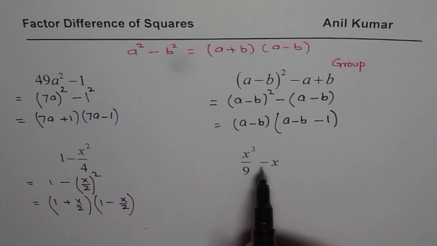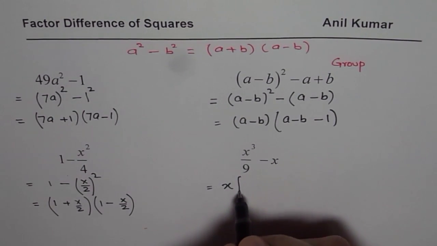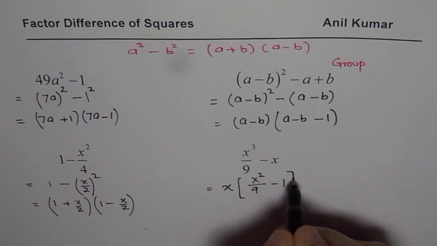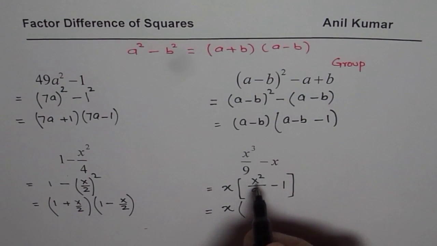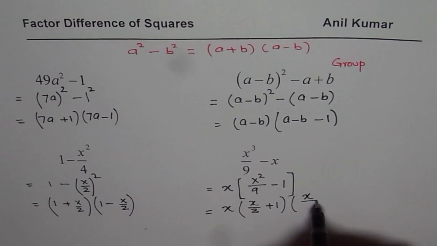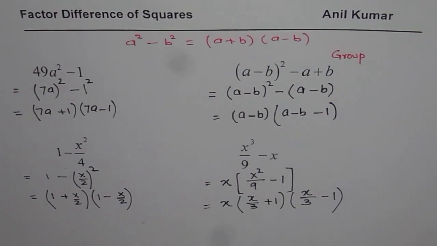x cubed over 9 minus x. You can factor x first. So if you factor x, what do you get? You will get x squared over 9 minus 1. Now you can see x squared over 9 is x over 3 whole square, and therefore I could factor this as x times x over 3 plus 1 times x over 3 minus 1. So that is how we can factor this one also. So there is a combination of group factoring, we applied this strategy here, and then difference of squares. I hope that helps. Thank you.